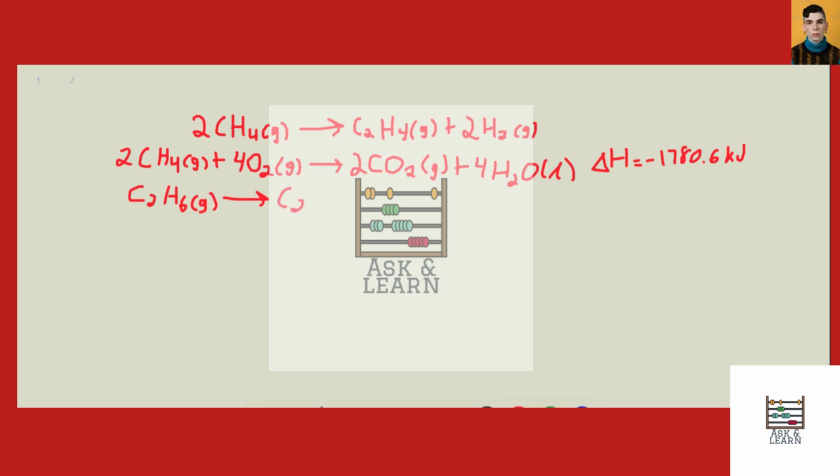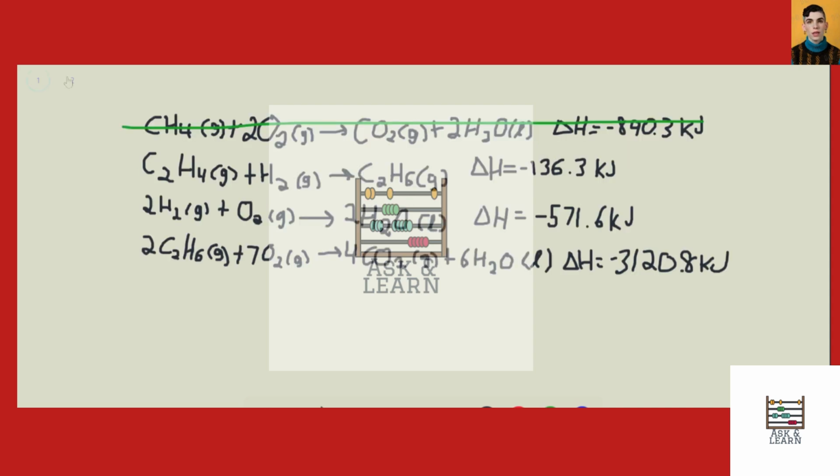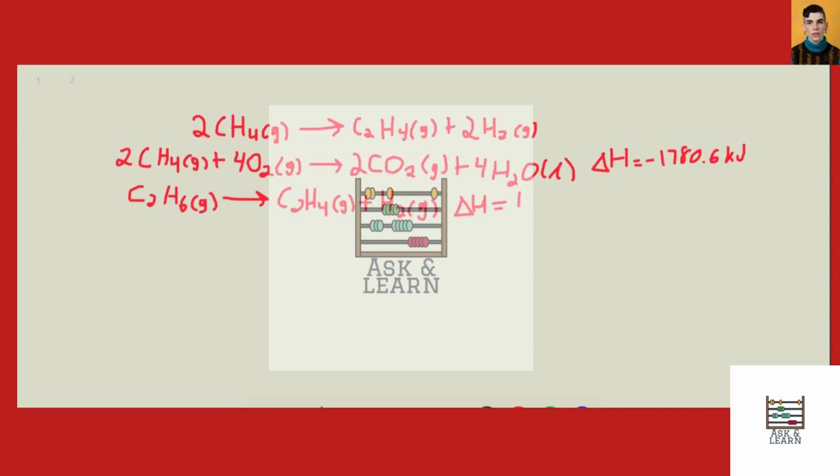C2H4 gas plus H2 gas. And because we flipped the equation, we have to also flip the sign of delta H. So delta H is 136.3 kilojoules.